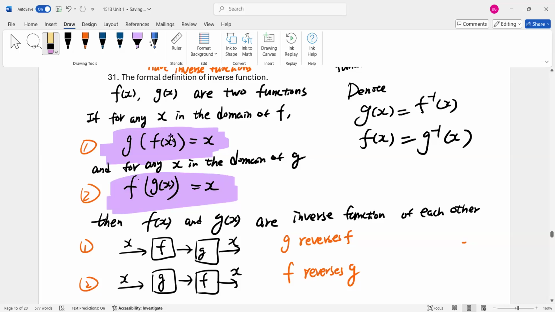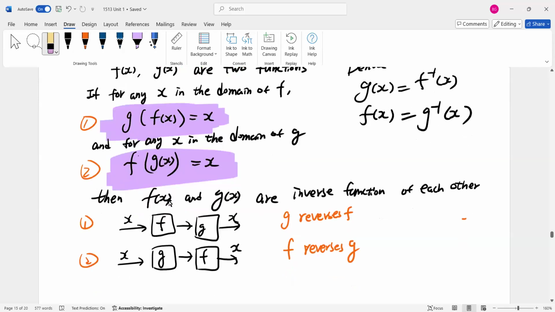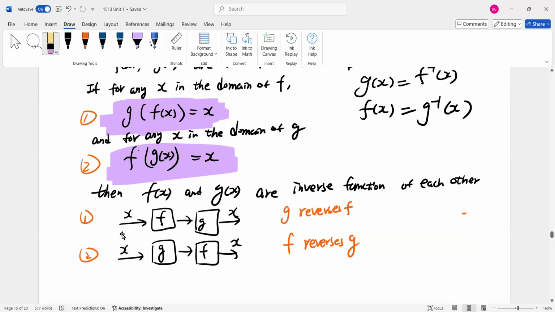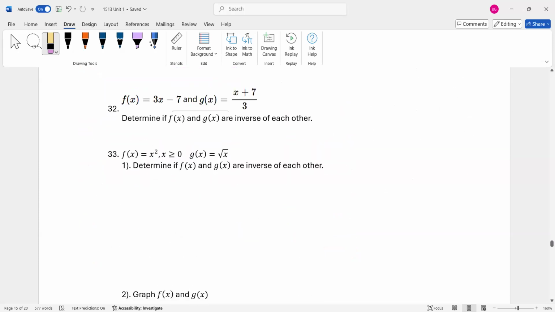Okay, thank you. As you can see, those two purple equations, they both need to be met in order to conclude the two functions are inverse of each other. So if a problem needs you to determine if two functions are inverse of each other, you do have to check those two conditions. And those two conditions involve composite function. But not too challenging. Remember, composite function is just an assembling line, right? More than one machine.